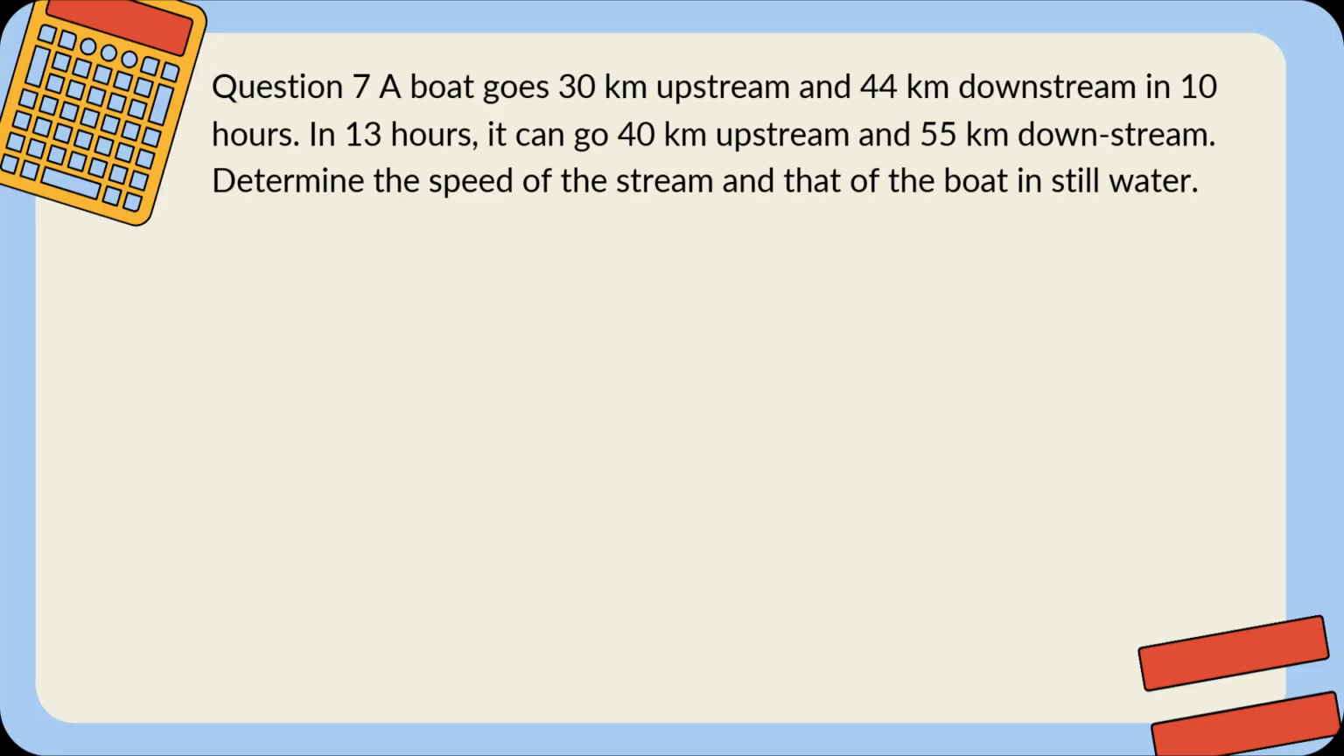A boat goes 30 km upstream and 44 km downstream in 10 hours. In 13 hours, it can go 40 km upstream and 55 km downstream. Determine the speed of the stream and that of the boat in still water. Now here, we need to understand the concept of speed.